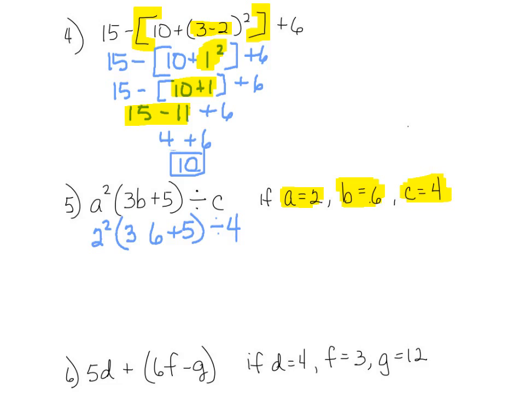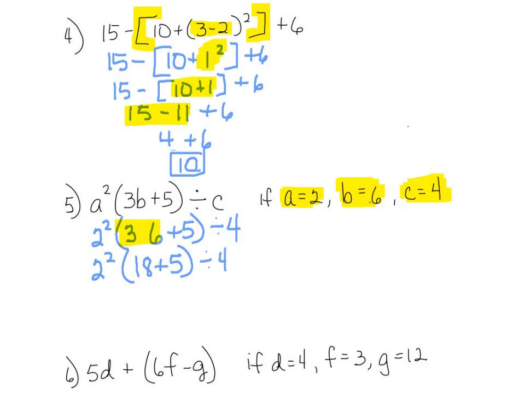Okay, so let's recall order of operations. The first thing we're going to do is look for grouping symbols, and we do have a parentheses. But there are two operations within the parentheses. Again, we must follow order of operations. So first, we're going to multiply 3 times 6. That would be our first operation. So let's bring everything down. 2 squared times 3 times 6 is 18 plus 5 divided by 4. I just copy the whole expression down.